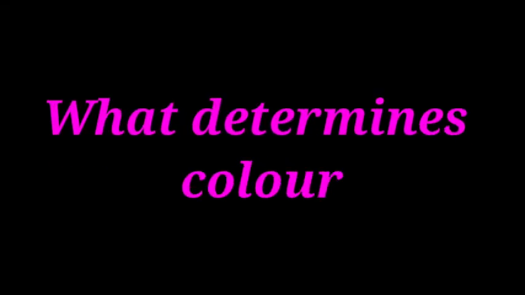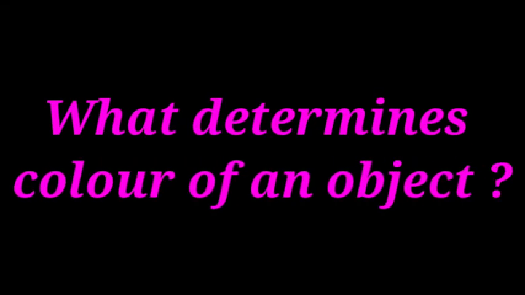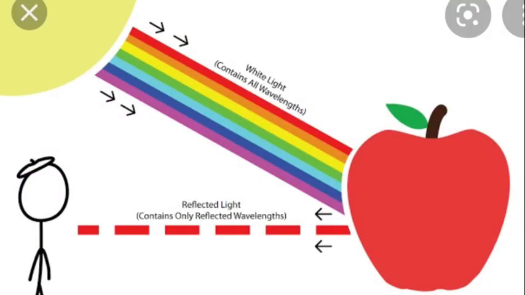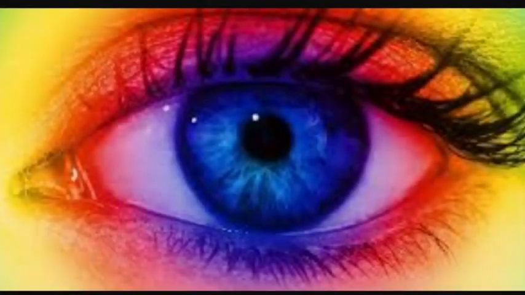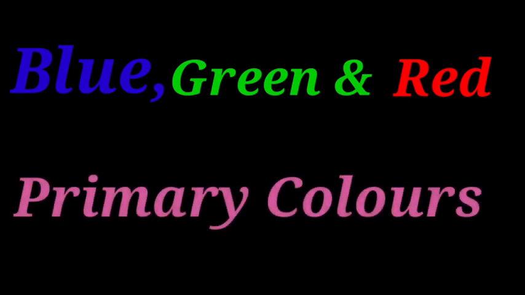What determines the color of an object? First, we have to discuss the color we see. The human eye distinguishes only blue, green, and red light. These are called the primary colors of light. All other colors of light can be created by combining primary colors.